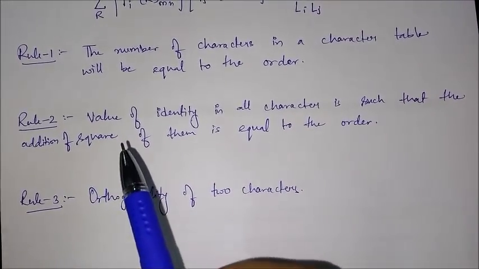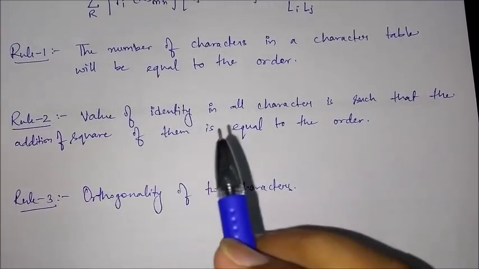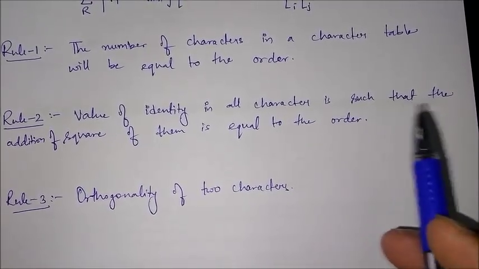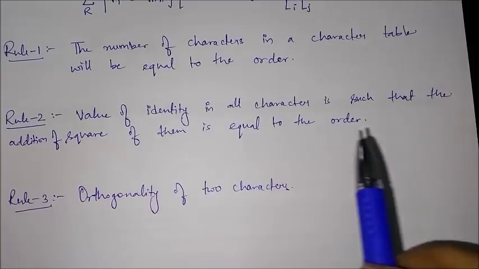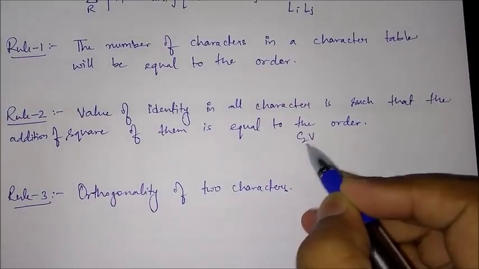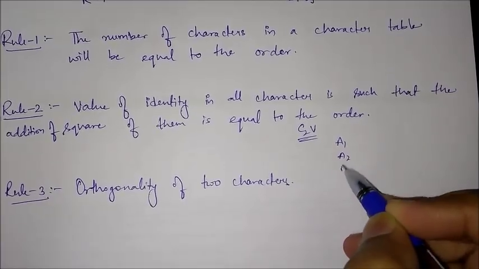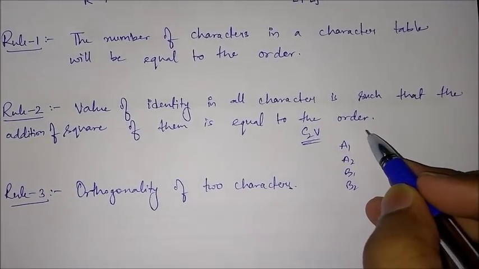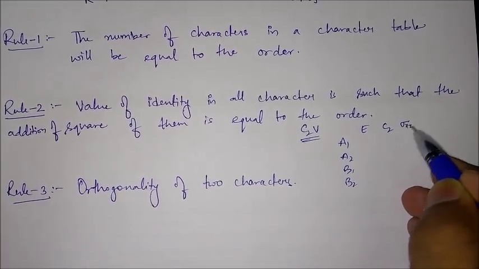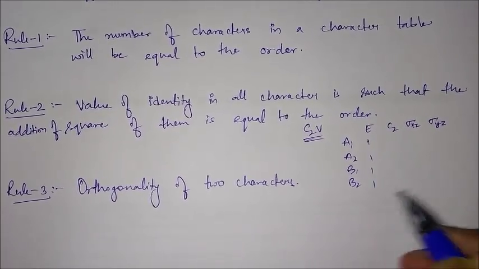The second rule is very important. This rule is only applicable to the identity operation. It says that the values of the identity in all the characters are such that the sum of their squares is equal to the order. Let's say we have the character table for C2v. If you have seen that character table, you would have seen that there are 4 characters, A1, A2, B1 and B2, and the symmetry operations identity, C2, sigma xz and sigma yz. For identity we have 1 1 1 1.